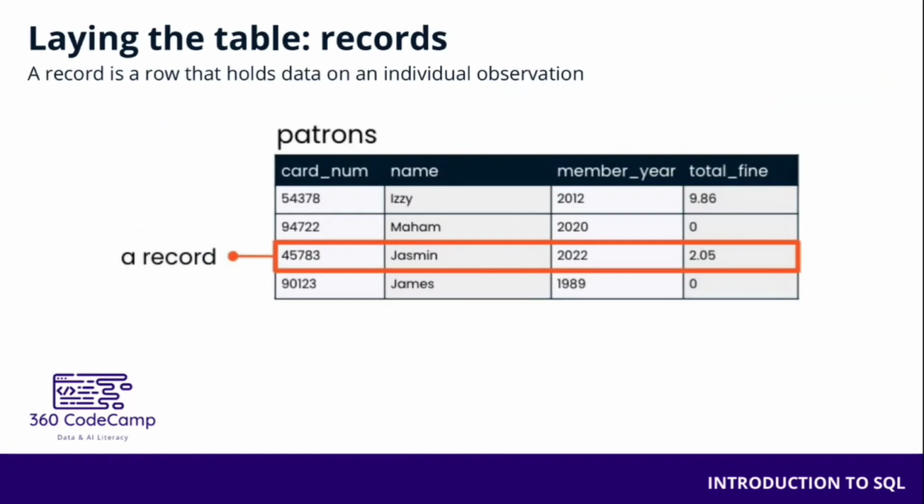Let's look at records. These are the rows in a table, and they hold data about individual entries. For example, in our patrons table, each row represents a different library member. The record of Jasmine tells us she became a member in 2022 and owes $2 in fines.